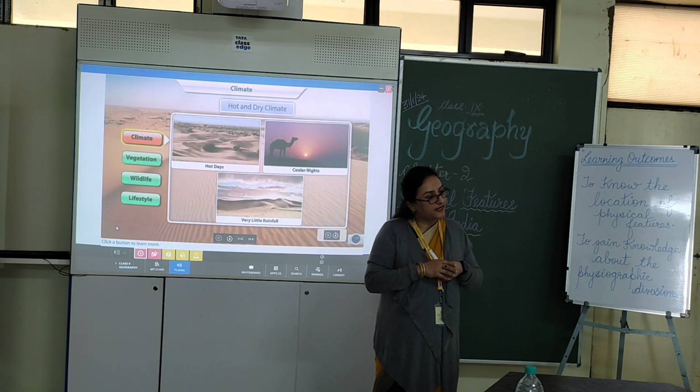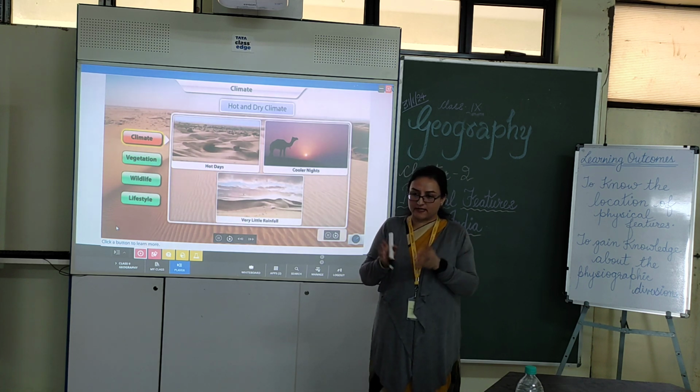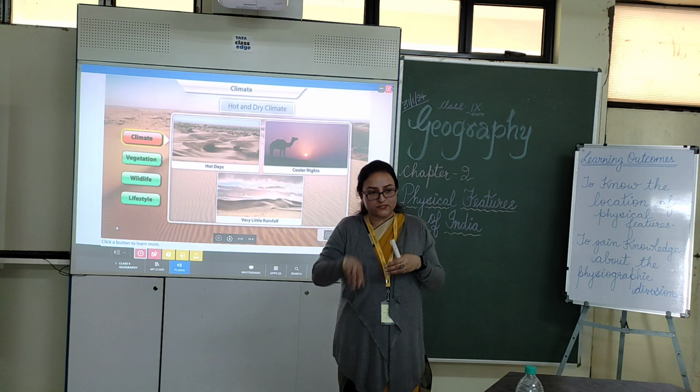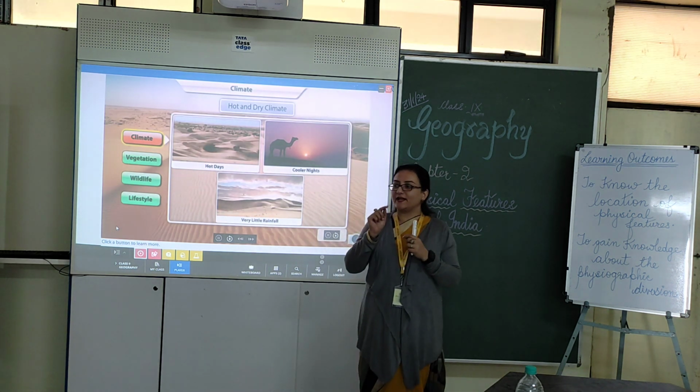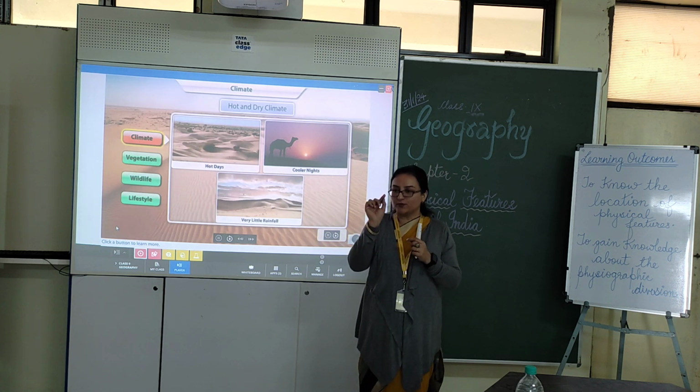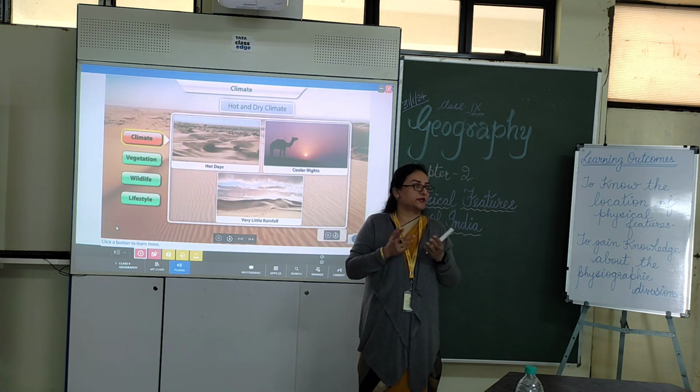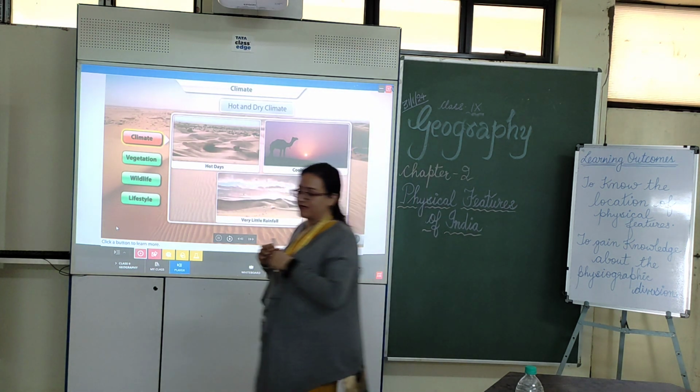So when the rainfall is less, which type of plants will you find in the desert? Yes, cactus, xerophytes. Xerophytes or cactus you will find, which have long roots which can go deep inside the ground in search of water. And which have spines, which are reduced leaves, so that there is no transpiration. Water loss is less over here.